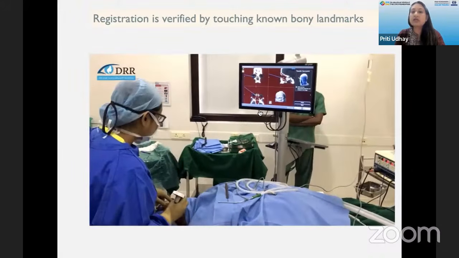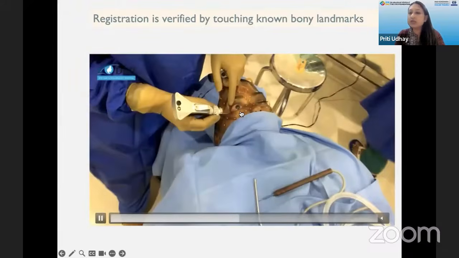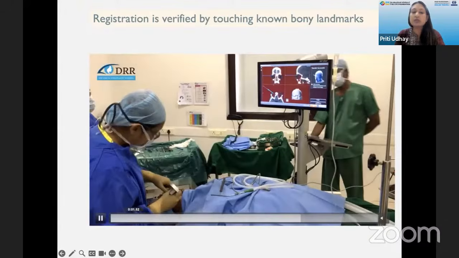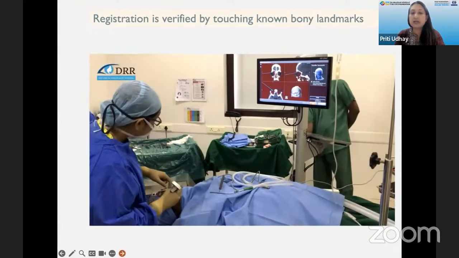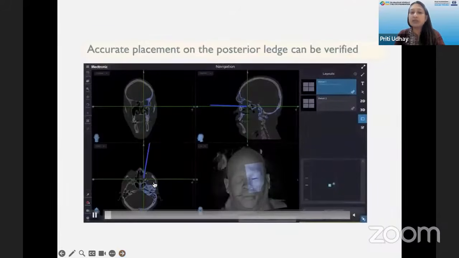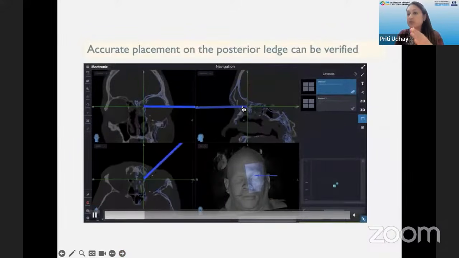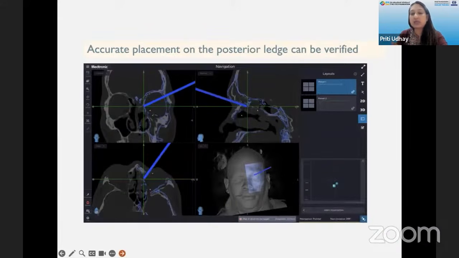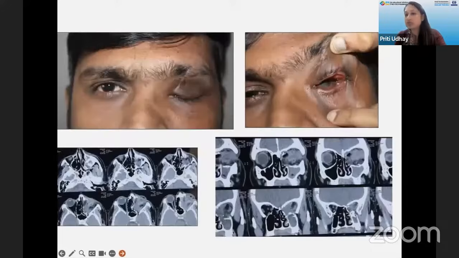So here you can see I'm touching the lateral canthus, and then you can see that lateral canthus on the CT scan of the patient. So similarly, you can see various bony landmarks during surgery. And also you can verify implant placement like this, that I'm running the navigation pointer over the implant once I have placed the implant. And you can see it is coinciding with the blue line, which is the mirrored image. So your second procedure rates reduce once you use navigation.